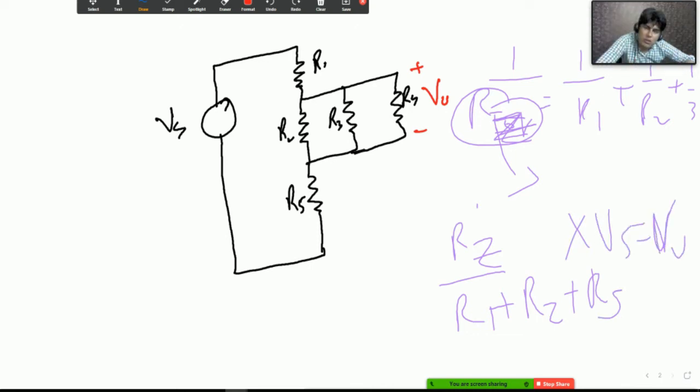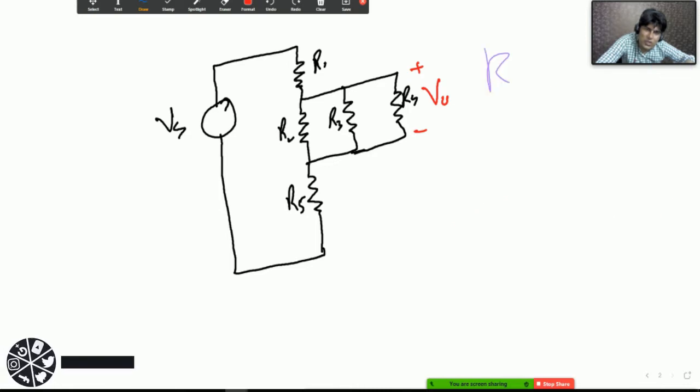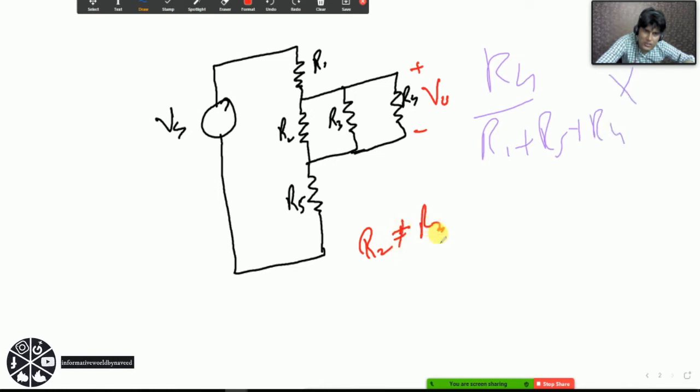But why are you going to find the R total? The potential across each of these resistors will be the same. Okay, R2 is not equal to R3. Okay, I got it. What do you want to say? Okay, but R2 is not equal to R3, and that is not equal to R4. So then, the potential across each of these resistors is the same. Current will be same.